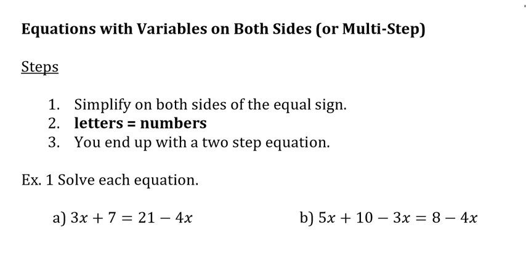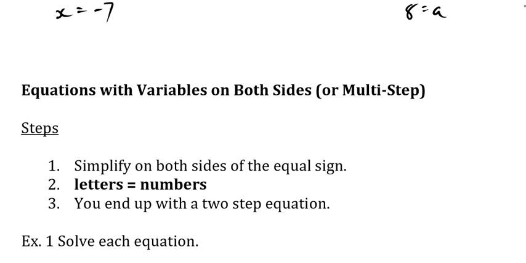Step number 2, this is what I like to remember. You could say this little phrase to yourself 100 times. Letters equals numbers. What does it mean? It means you're trying to get all the letters on one side and all the numbers on the other side. Take a look at these examples we already did.